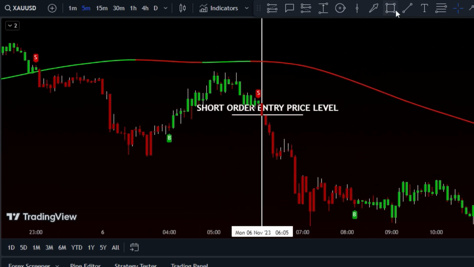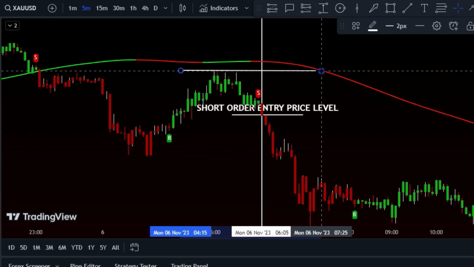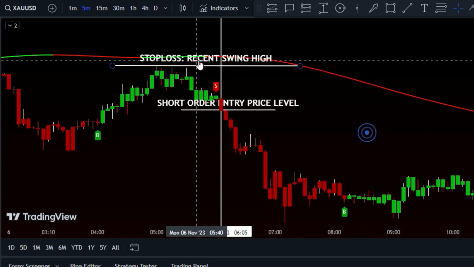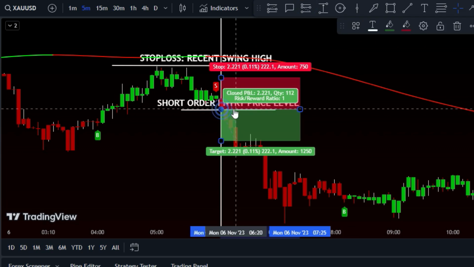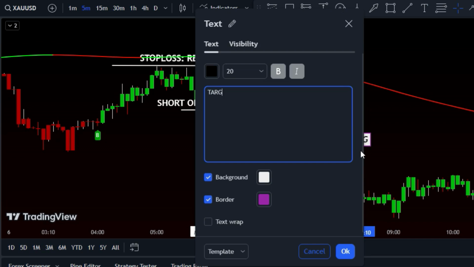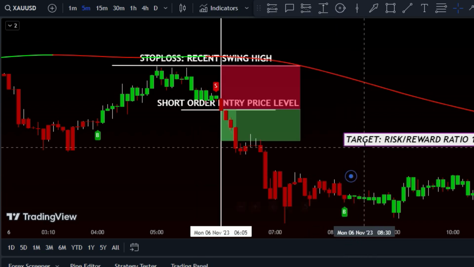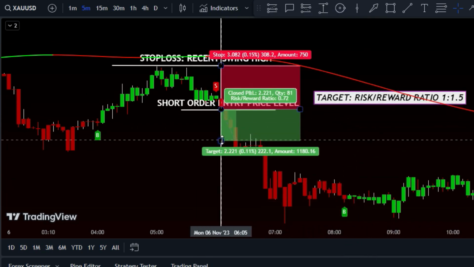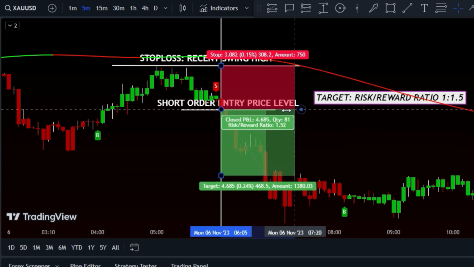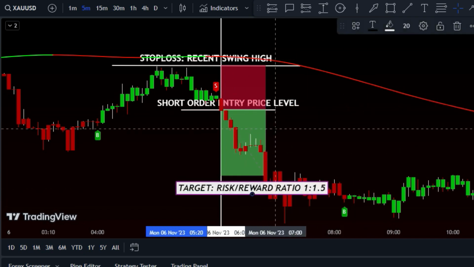Just as you open your position, don't forget to set a stop loss to protect your trade from any unexpected market movements. A smart choice for this would be the recent swing high. And remember, don't let the market snatch away your profits. Make sure to exit the trade while you're still in profit. So, set a risk-reward ratio of 1 to 1.5 for your target. As soon as the price hits this level, it's time to exit the trade and enjoy your earnings.